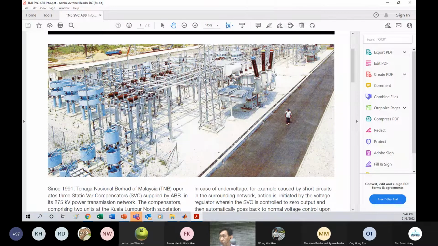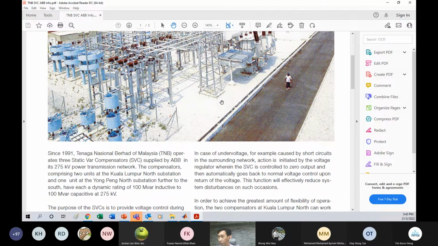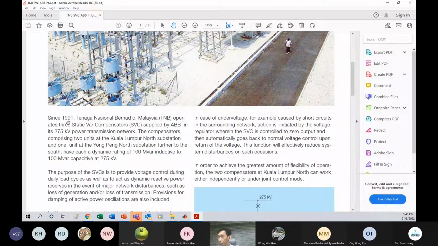Okay, so you can see this is a transformer, a very huge transformer. This is a person, the height of a person. So from here, you can roughly gauge the sizes of this SVC, and quite obvious, we have all these reactors, big and small, on the other side. We have had this since 1991, and in fact, Malaysia was one of the first Southeast Asian countries to have this. Back then, it was considered high tech already. Now I think we have only two or three in Malaysia, not many.